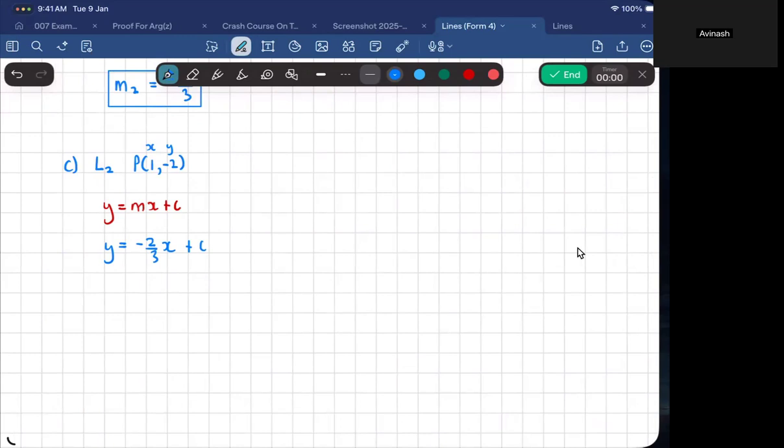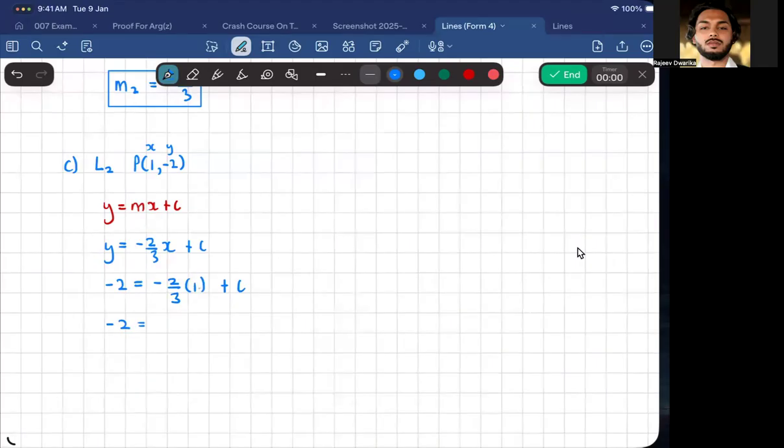Negative 2 equals negative 2 over 3 in brackets 1 plus c. Negative 2 over 3 by 1 would be what? What's 1 times anything? The same number itself. So I'm just going to write back minus 2 over 3. What next?